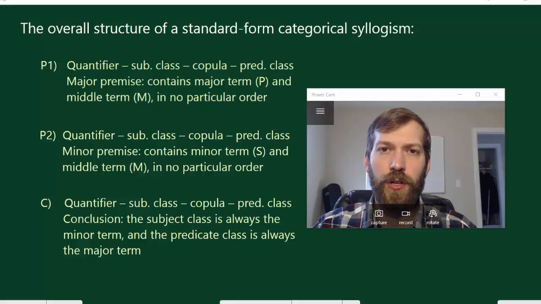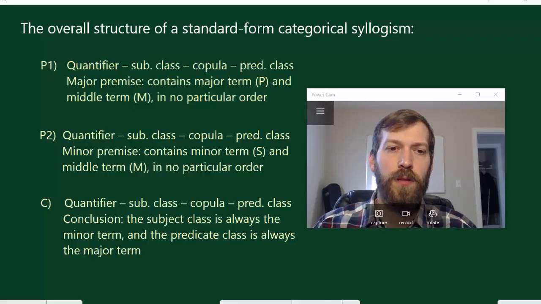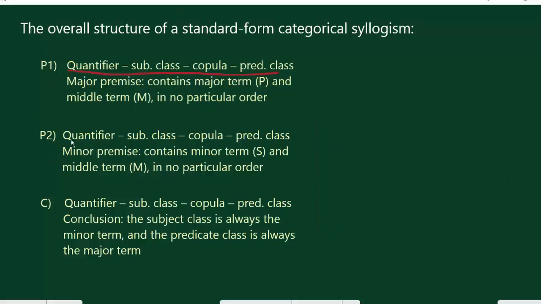So now we can talk about the structure of categorical syllogisms in standard form. Each of our premises and our conclusion will be in standard form for categorical propositions. So we'll have quantifier, subject class term, copula, and then predicate class term. We've already been discussing how our first premise is going to be our major premise and therefore needs to contain the major term, but it also needs to contain the middle term. But it doesn't matter in what order they occur. That is, it doesn't matter which is the subject term and which is the predicate term. It just needs to be that both of those terms occur in the major premise.